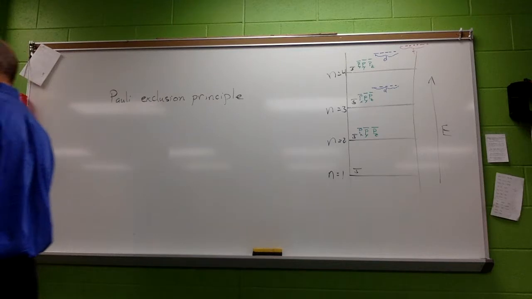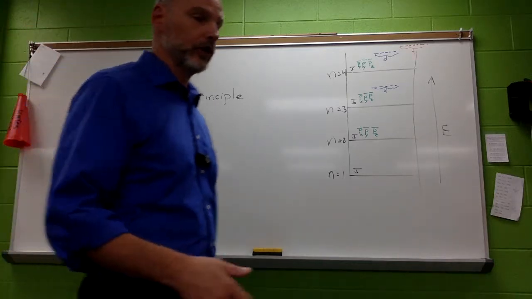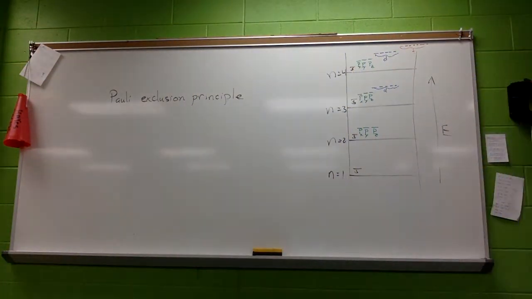All right. Basically, what the Pauli exclusion principle says is no two electrons can have exactly the same set of four quantum numbers. I'll say that again. No two electrons can have exactly the same set of four quantum numbers. In other words, remember we used this analogy of an address? That means only one electron can live at an address.